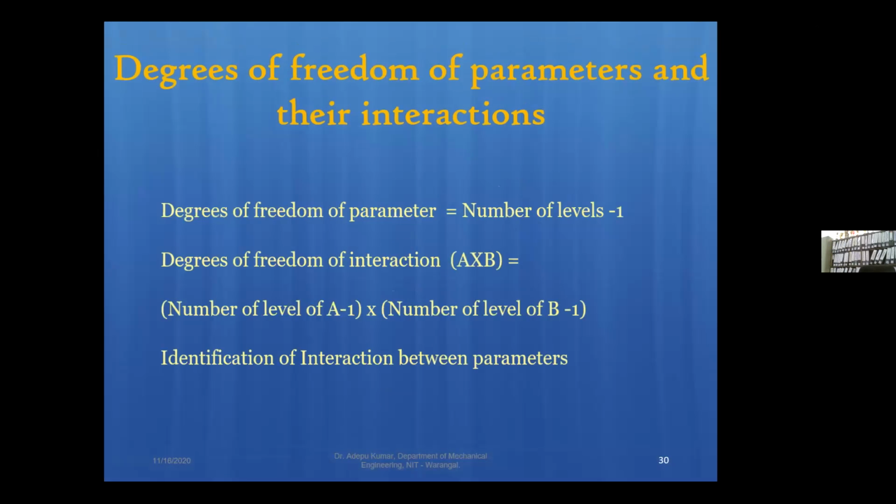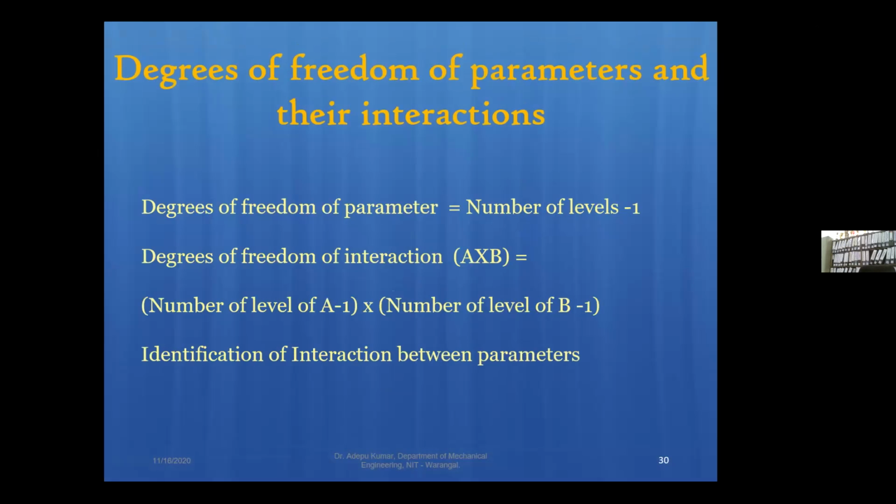Yeah, once you know the range and how many parameters like this. So based on the degrees of freedom of parameters, number of levels minus 1, then the degrees of freedom of interaction A cross B is to be calculated like this: number of levels of A minus 1, times number of levels of B minus 1.